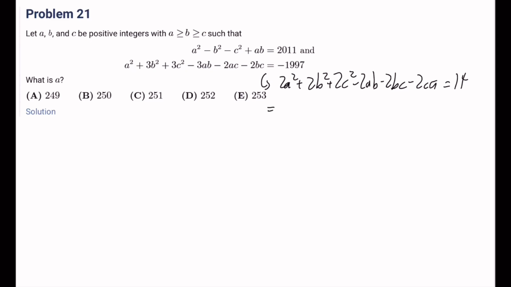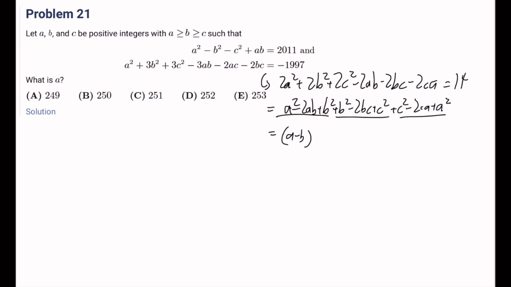And we can see that this is just equal to a squared minus 2ab plus b squared minus 2bc plus c squared minus 2ca plus a squared. And that's just (a minus b) squared because of that. And that will become plus (b minus c) squared plus (c minus a) squared. And so this is all going to be 14, which is just 1 plus 4 plus 9. And so that gives us that a minus b must be equal to 2, and a minus c must be equal to 3, and b minus c must be equal to 1.